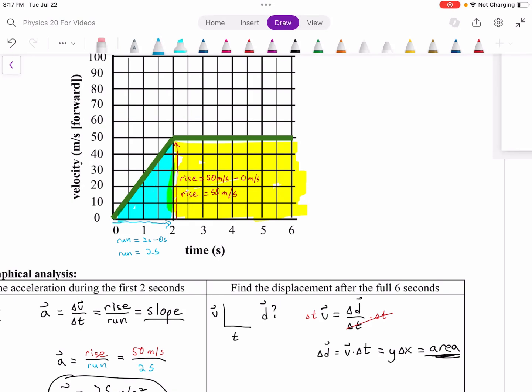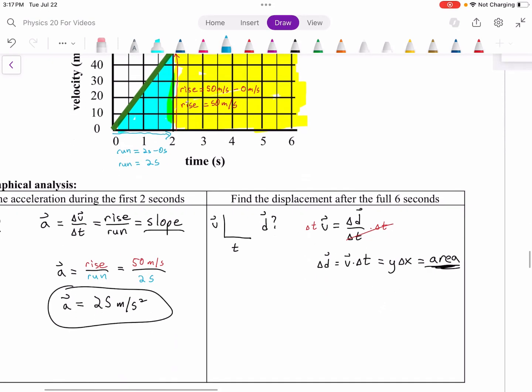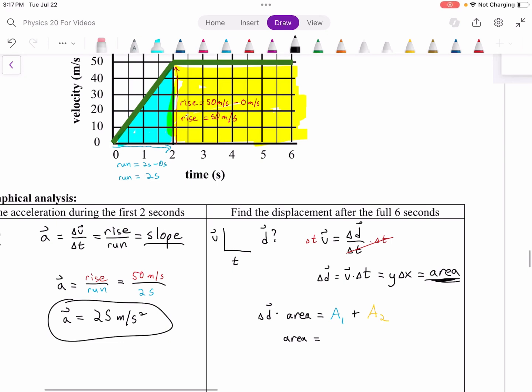We split it up into these nice shapes that we have easy area formulas for, right? So we are going to find this total area in yellow and blue, but we're going to split it up into areas that we can easily deal with, like triangle shapes and rectangle shapes. So there's our plan. We need to find the area, which is just going to give us the distance traveled, right? And it's going to be made of 2 areas. Area 1, I'm going to call it the triangle, plus area 2, the rectangle.